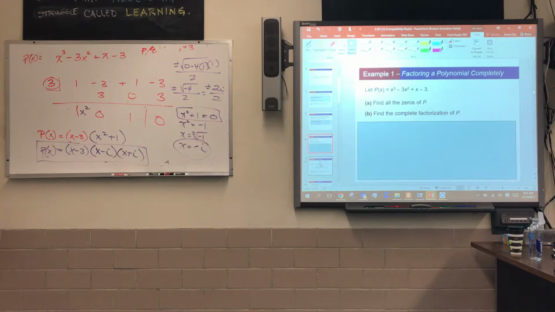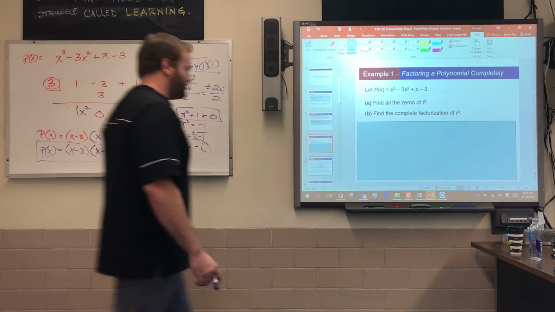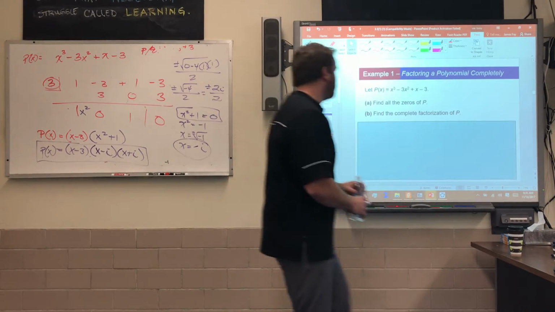Okay? The real zero is 3. The complex zeros are 3, i, and negative i. Okay? 3 is still complex. Okay? Just it lacks the imaginary component. Okay? But here's the argument. Here's the logic why we do that.